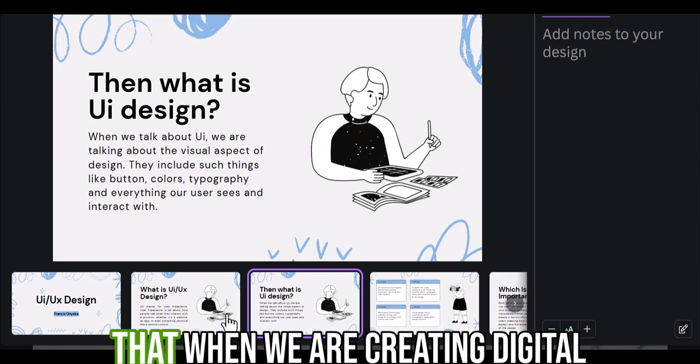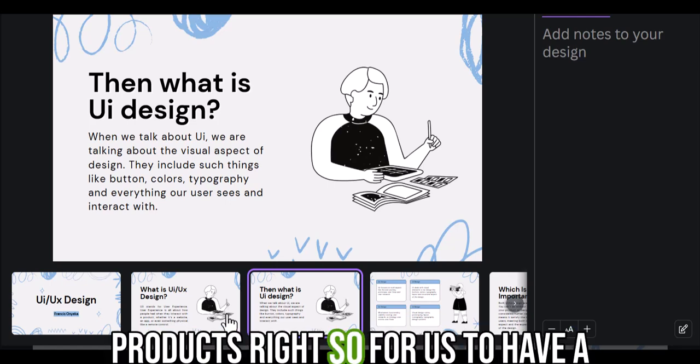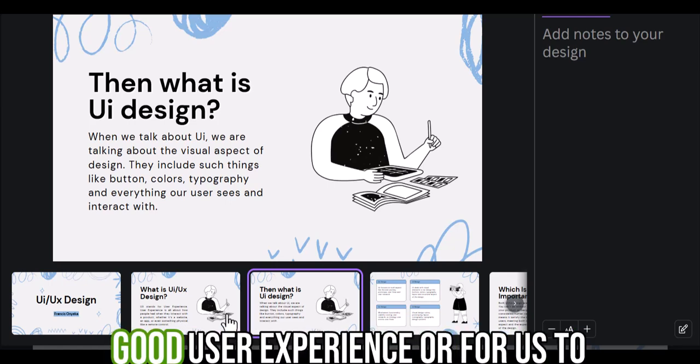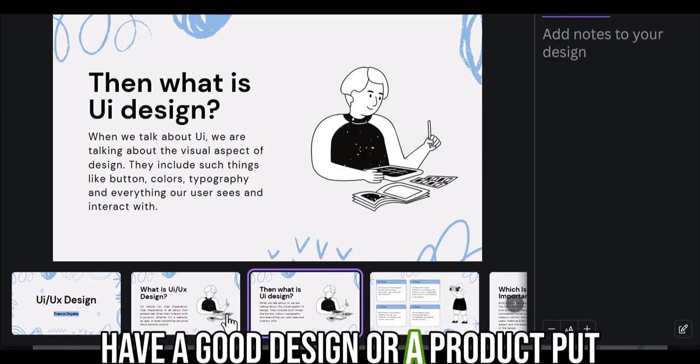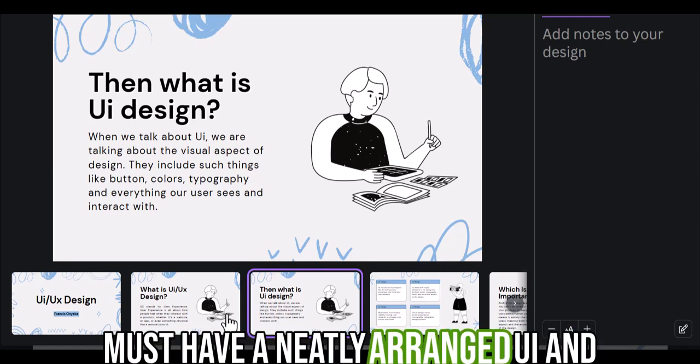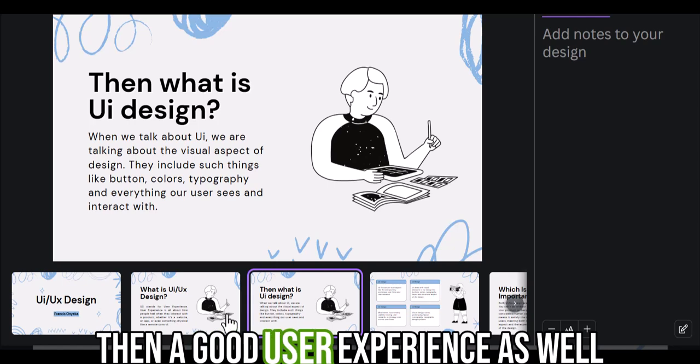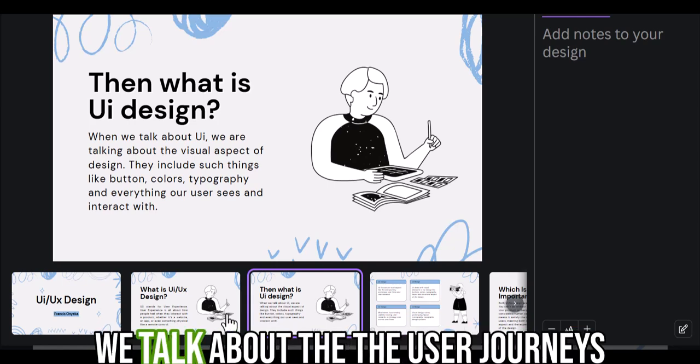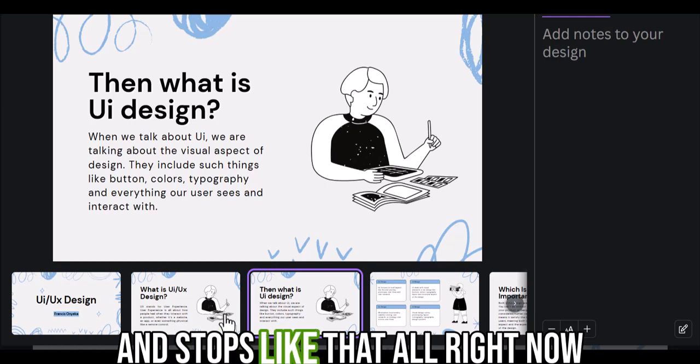It's also like that when we are creating digital products. For us to have a good user experience, a good design or product, both the UI and the UX must be present. We must have a neatly arranged UI and then a good user experience. That's when we talk about the user journeys and stuff like that.